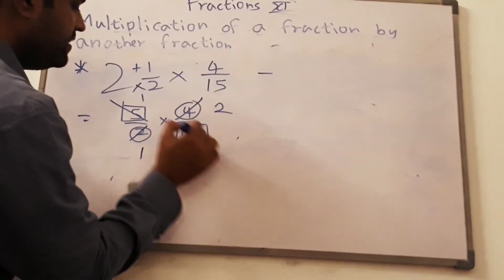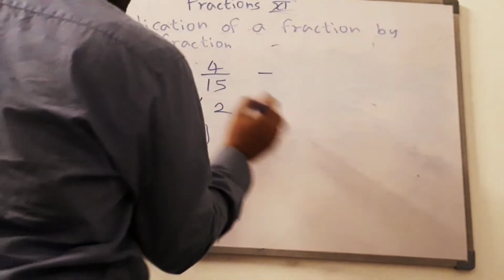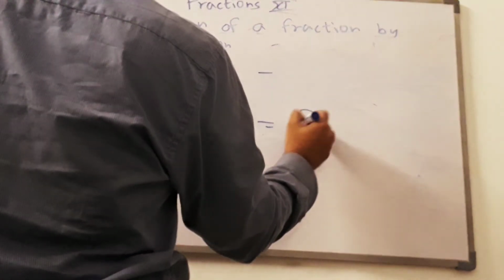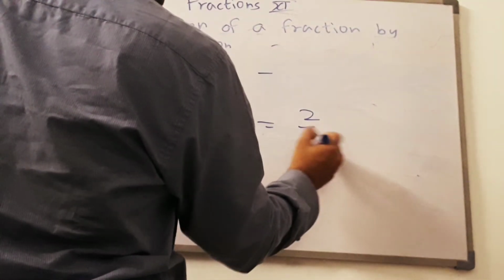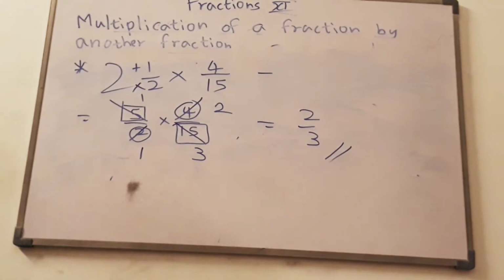1 5 and 3 5. 2 times 1 is 2. 1 times 3 is 3. So here the answer is 2/3. Again.